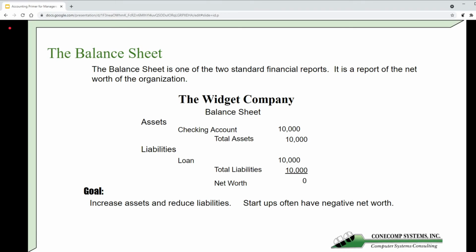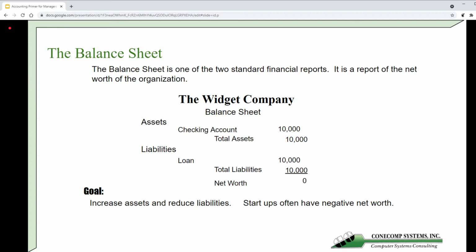Now, interestingly, in a business, that is one of the 2 most common financial statements you'll encounter. And this one is the balance sheet. A balance sheet shows the net worth of an organization by comparing the assets to the liabilities. As you see here, our Widget Company balance sheet totals all the assets. In this case, we only have one, our checking account of $10,000, so our total assets is $10,000. And then it totals our liabilities, our loan in this case also $10,000, yielding a total liabilities of $10,000. And as a result, the net worth of our new company is 0.